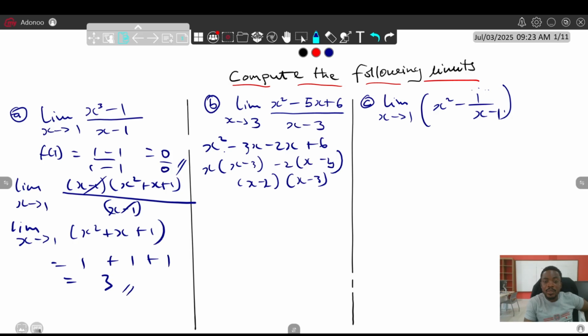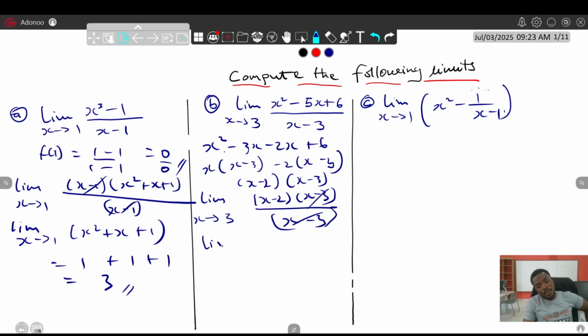So you can simply substitute it into the function, and then we have limit as x approaches 3 of x minus 2, x minus 3 over x minus 3. So this cancels out, and then we have limit as x approaches 3 of x minus 2. And you get to write the answer is 1. So our limit is 1, right?